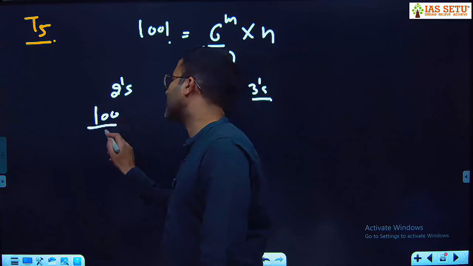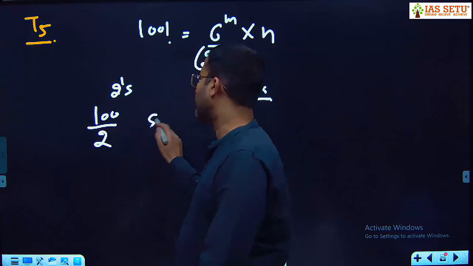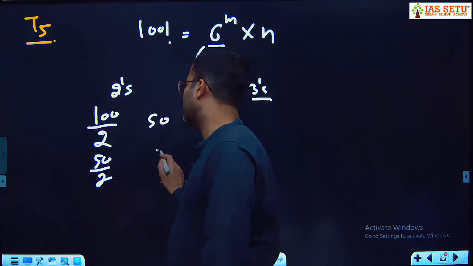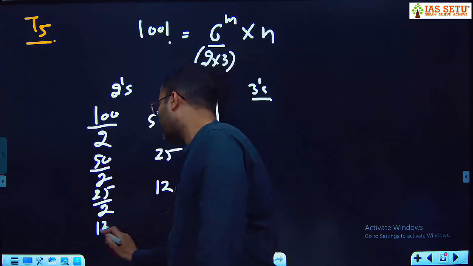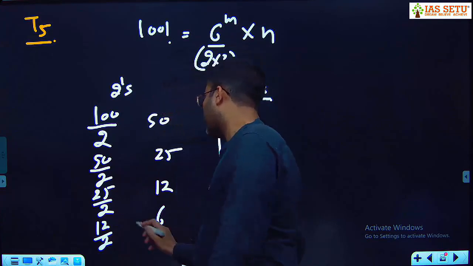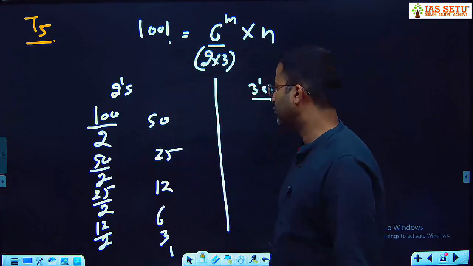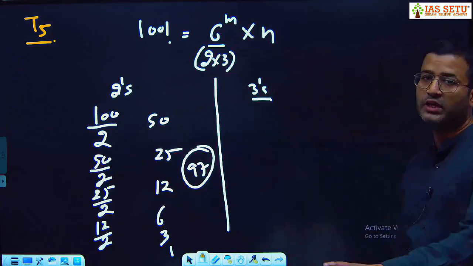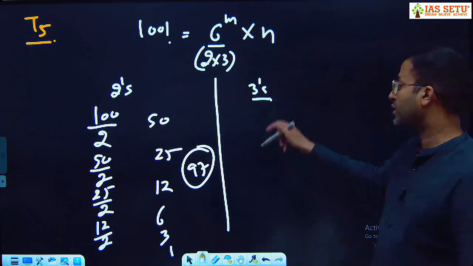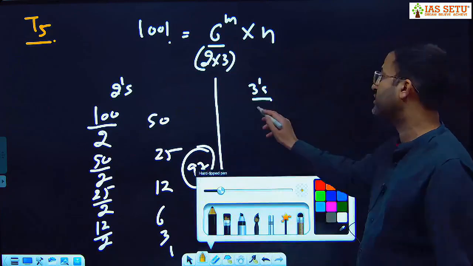In 100 we will check how many 2s are there. 100 divided by 2 is 50, 50 divided by 2 is 25, 25 divided by 2 is 12, 12 divided by 2 is 6, 6 divided by 2 is 3, 3 divided by 2 is 1. Total 97. So in 100 factorial, how many 2s are there? 97.